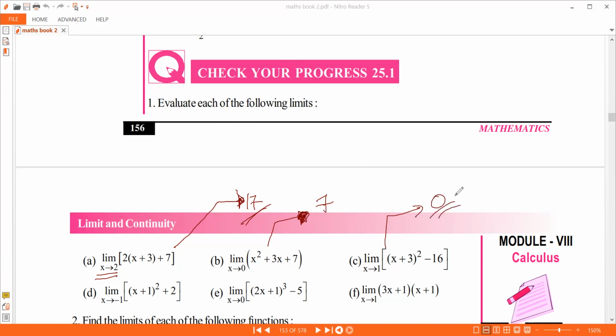So there is no hurting term. When you get 0 by 0 form only, then only it is a hurting term. Getting 0 is not a hurting term. Only when you get 0 by 0 form will you say that a hurting term is there. When you are getting 0, that's not a hurting term. Okay, right.